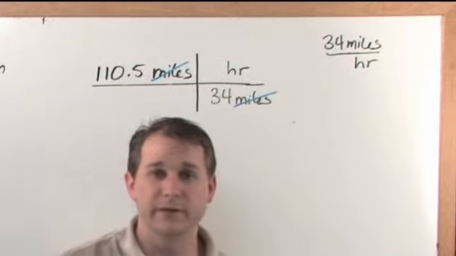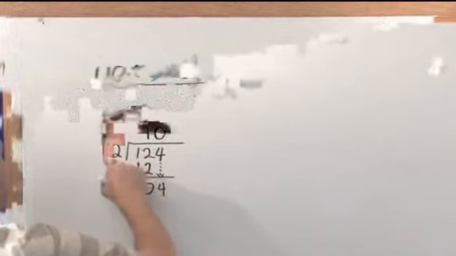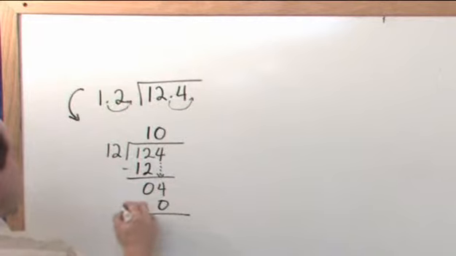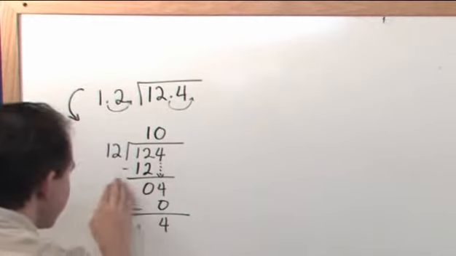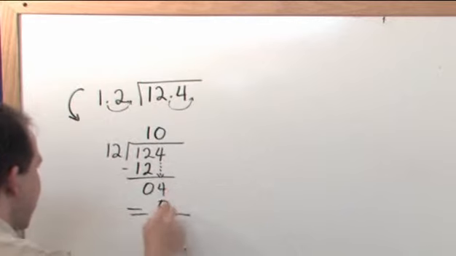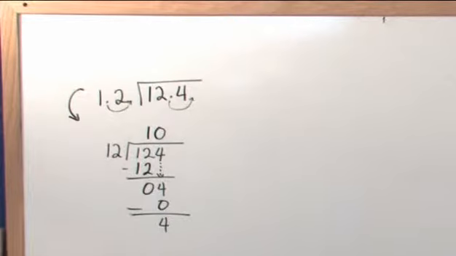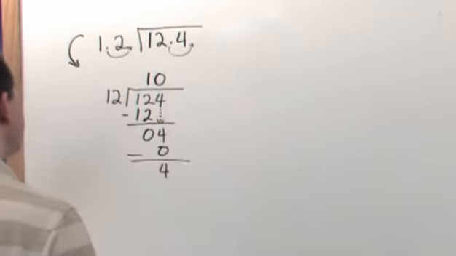So 0 times 12 gives us 0. And we subtract, and we have 4 down here. And now we want to drop down our next digit, because you see, we're not done dividing. We've still got this 4 hanging out, and we still need to keep dividing until we get to the end. But we've run out of digits to drop down.